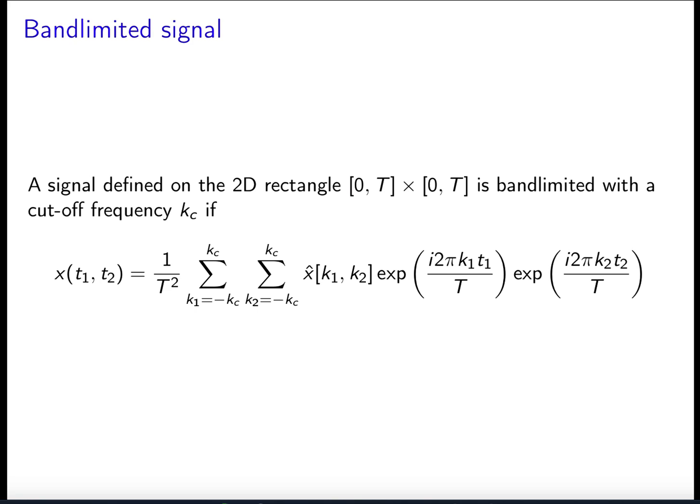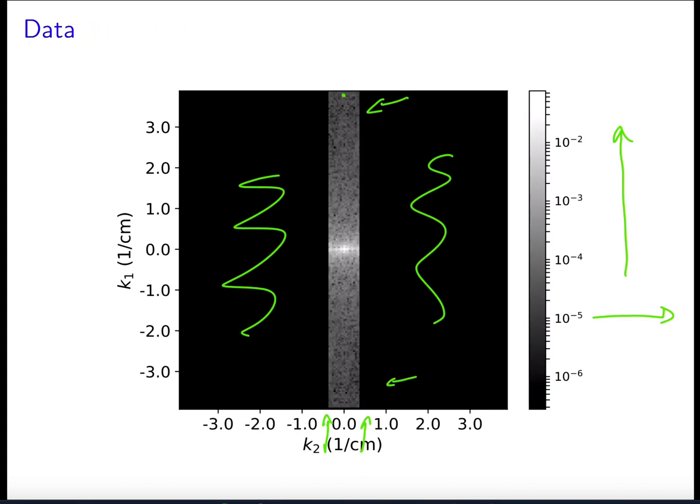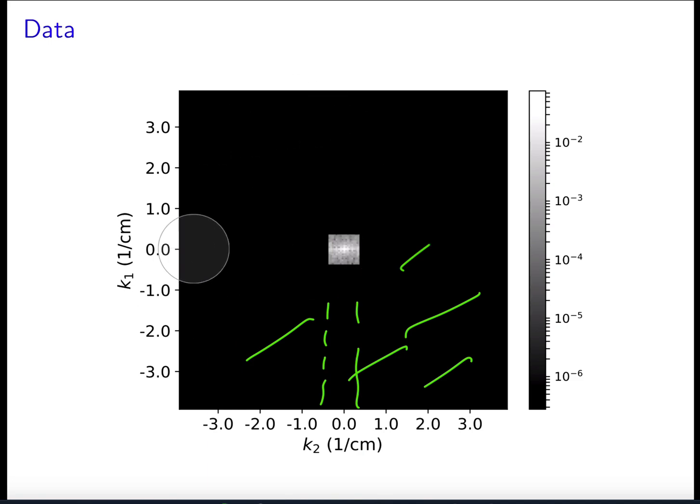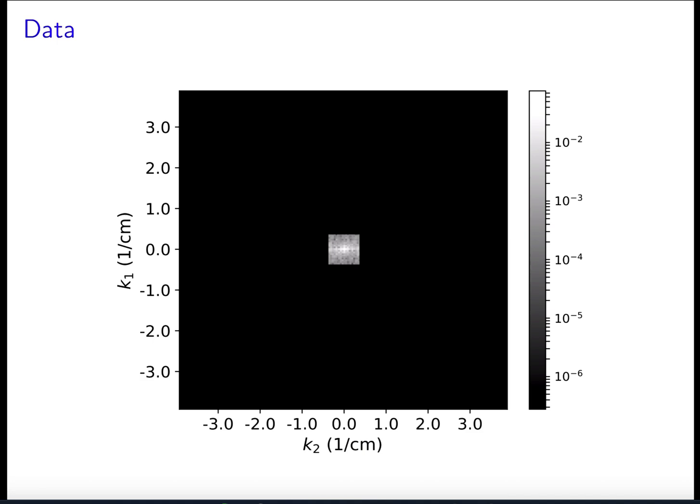Okay, so now we're going to define band-limited signals in a very similar way to how we define them in one dimension. Again, we're in this rectangle 0 to T times 0 to T, and we say that a signal is band-limited with cutoff frequency kc if we take our Fourier coefficients between minus kc and kc. So the picture would be something like this. Here I went a bit crazy with my annotations, but basically the idea is that here we would be between minus kc and kc, and here also the same.